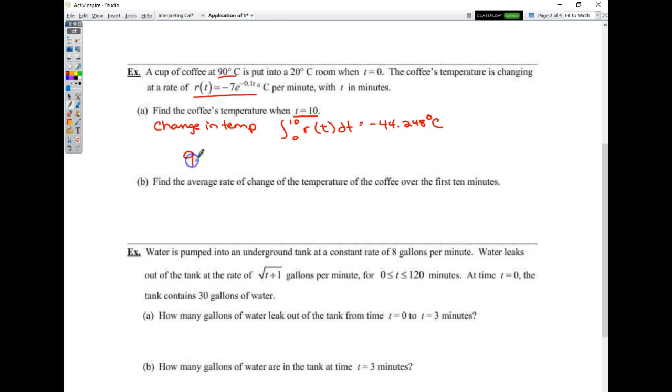So then what I would want is to take the 90 degrees C minus the 44.248. Now I know that that's got to be a negative. I know I don't have to worry about an extra negative because I do have a negative number that matches what I expect. And we say that the temperature is 45.752 degrees Celsius. Calculator is your friend.